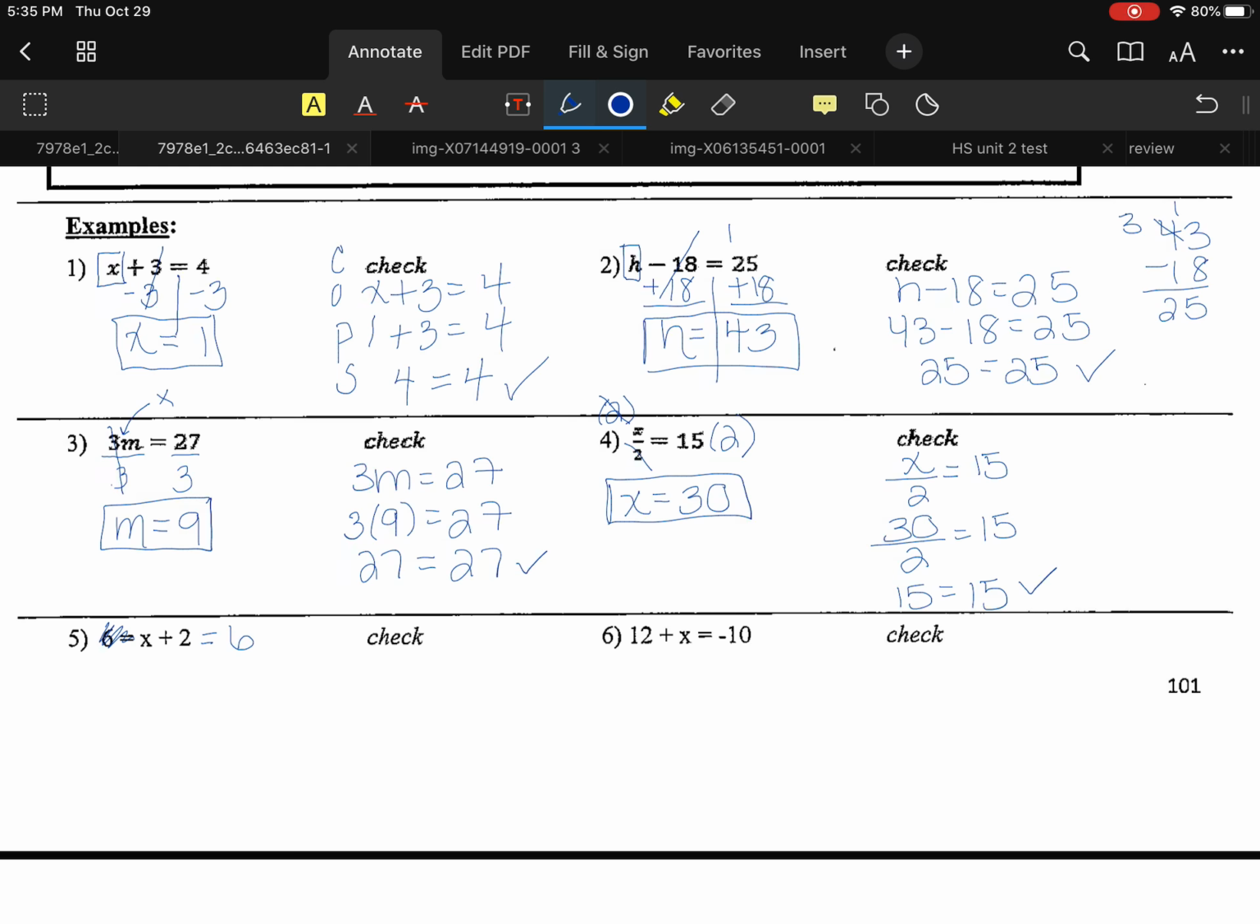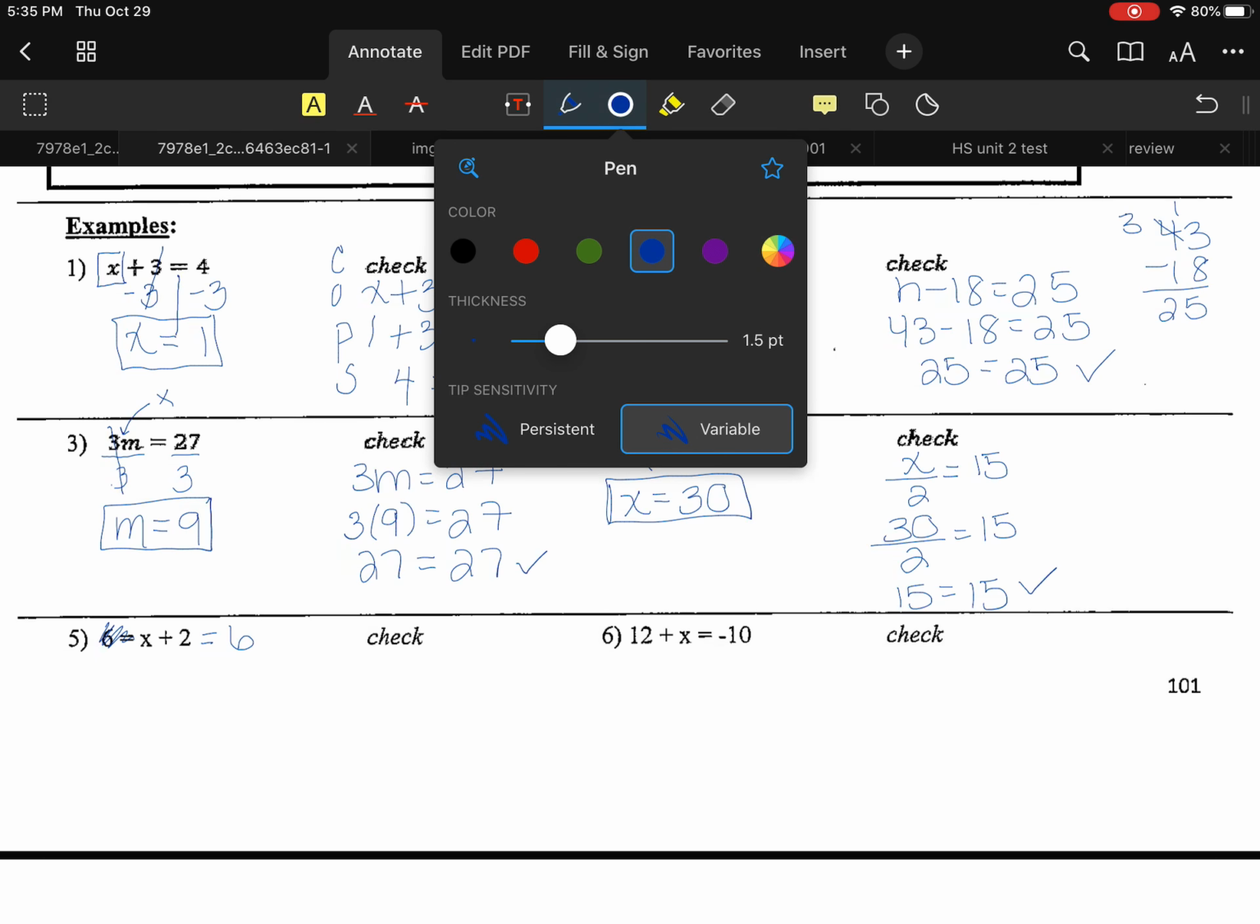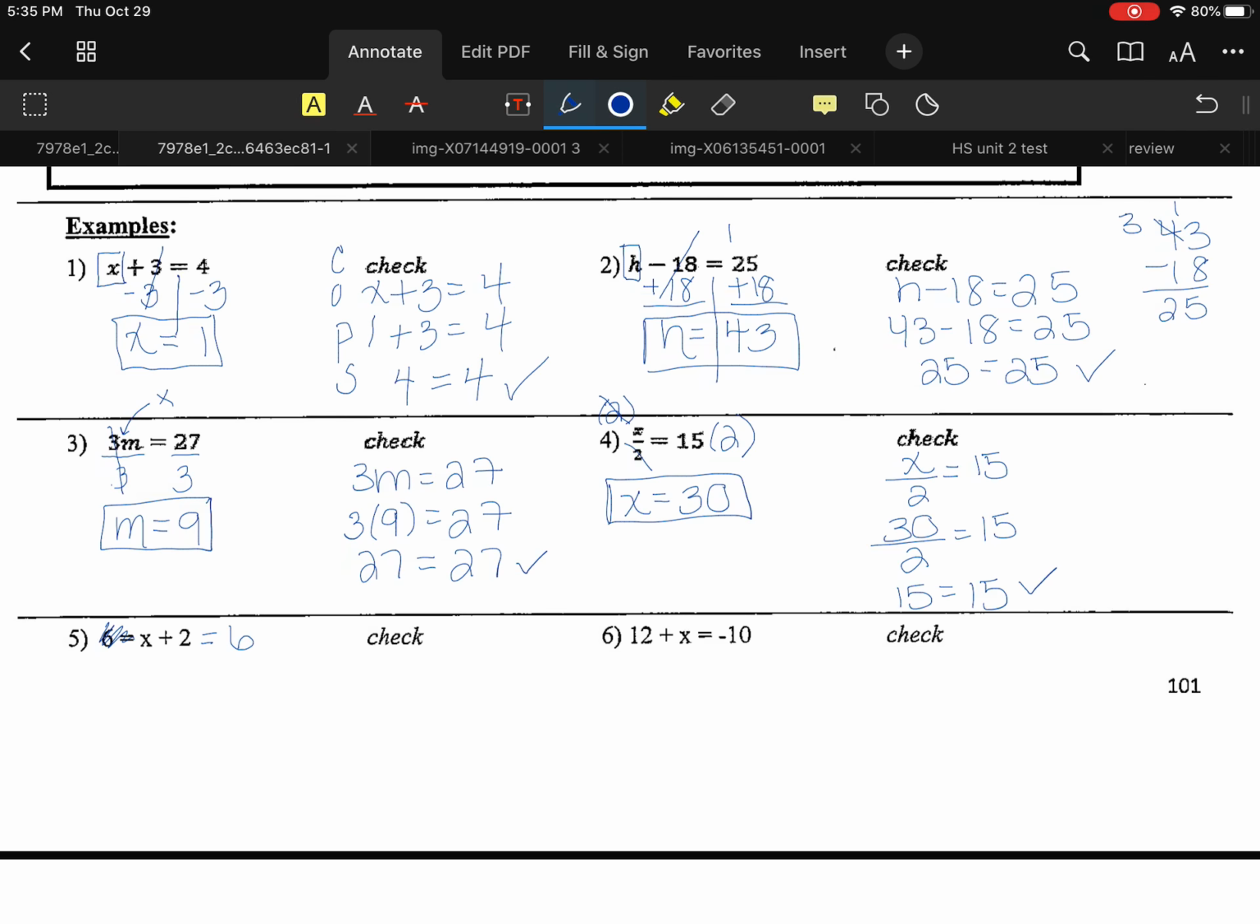Problem number 5, if it bothers you that the 6 equals is on the left-hand side, you can cross it out and move it to the right-hand side and solve that way. Either way, it's going to be the same steps. So the opposite of adding 2, again, your goal is to get x alone, is to subtract 2. Whatever you do to the one side, you have to do the other side of the equal sign. 2 take away 2 is 0, so those are gone. So I have x equals 6 take away 2 is 4.